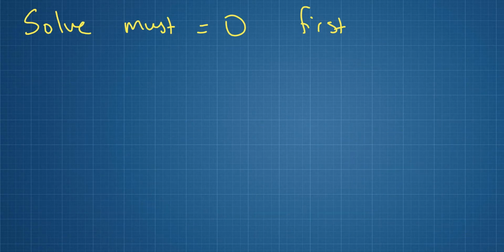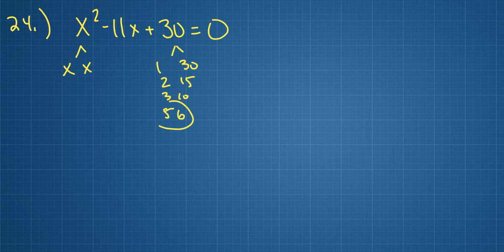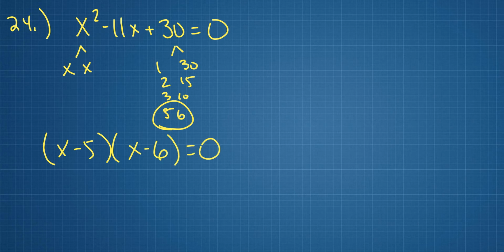Alright, so the next ones are all solved problems because they have an equal sign. So it must equal 0 first. So I'm going to start with 24. So right away, it's already equal to 0. There's nothing in common, so I immediately start factoring. How do I get x squared? X and x. How do I get 30? 1 and 30, 2 and 15, 3 and 10, 5 and 6. 5 and 6 is 11. Remember, it's a negative 11, so I'm going to put x minus 5, x minus 6 equals 0.